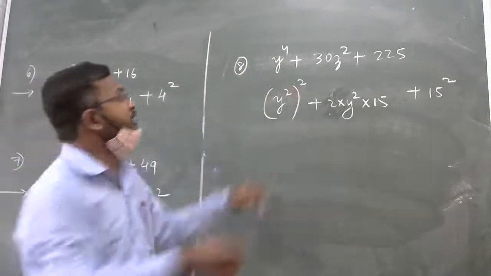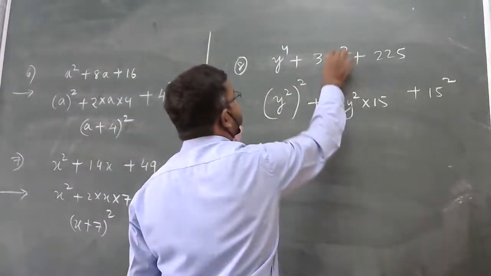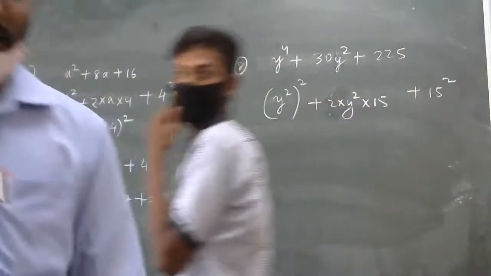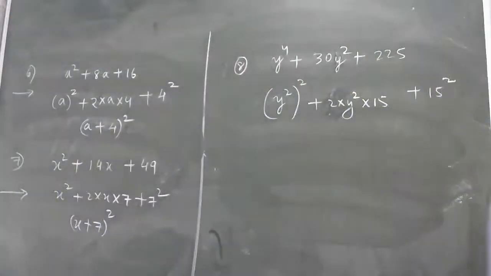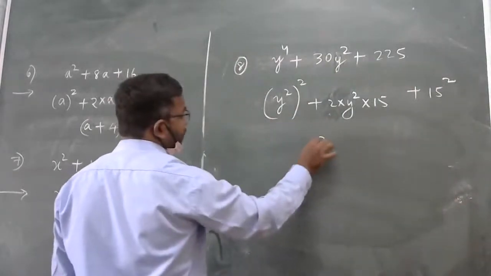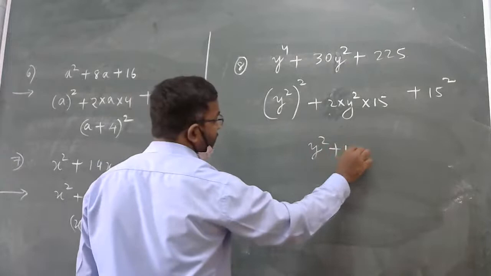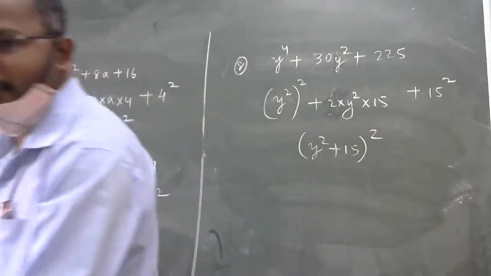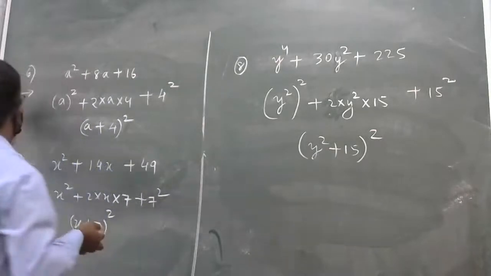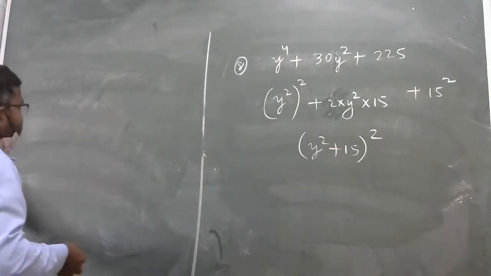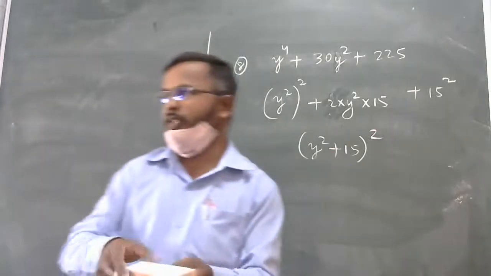Sorry, this is y square. So it will be y square plus 15 whole square. And if the middle term is minus, then it will be a minus b whole square.